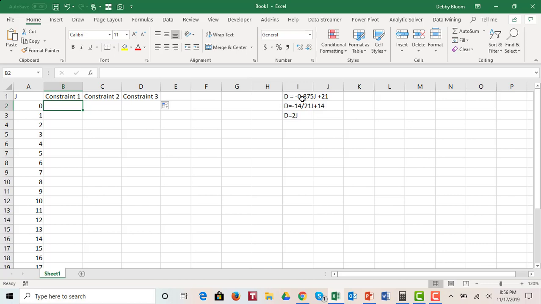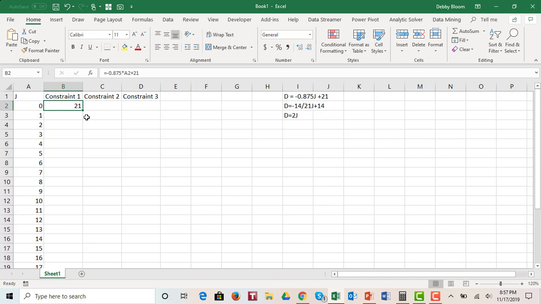So we have our first formula, D equals negative 0.875J plus 21. So I'm going to put in the same formula, equals negative 0.875 multiplied by, you cannot assume the asterisk in Excel. Every time you multiply, you have to use an asterisk. So negative 0.875 multiplied by j plus 21. So I'm going to hit enter.